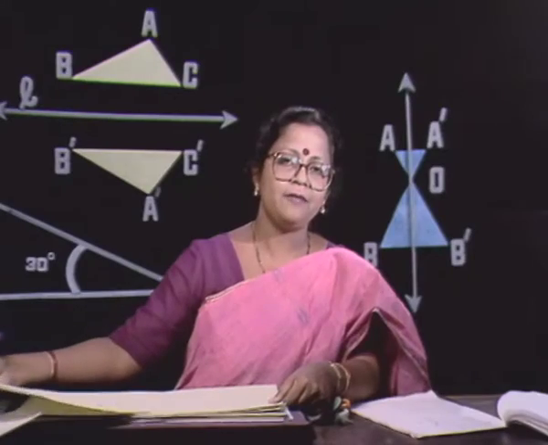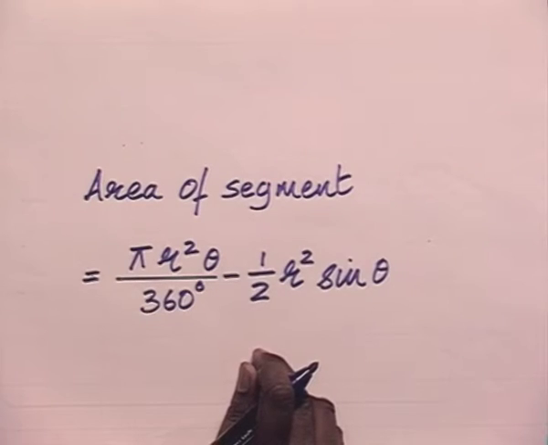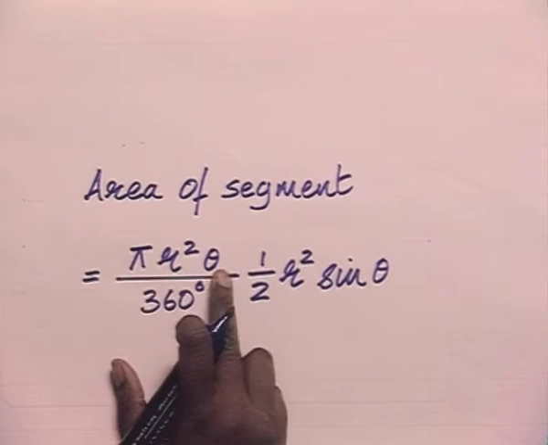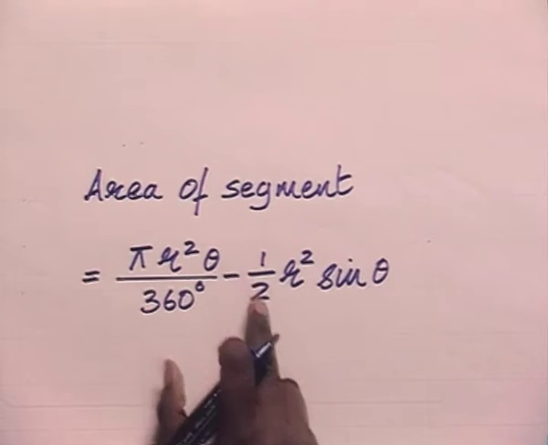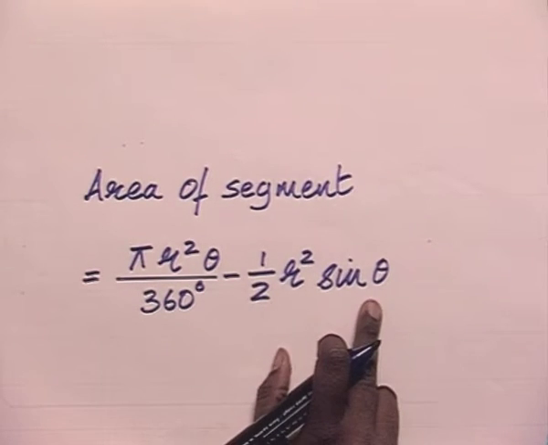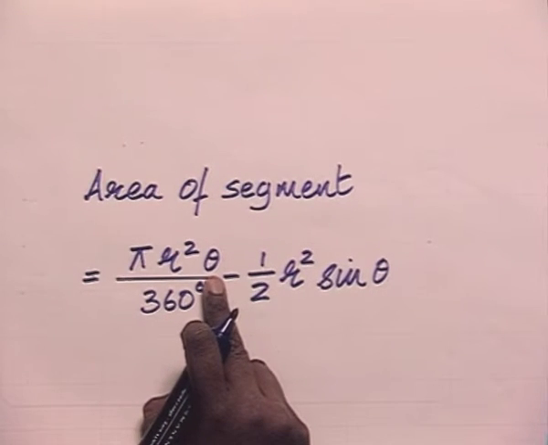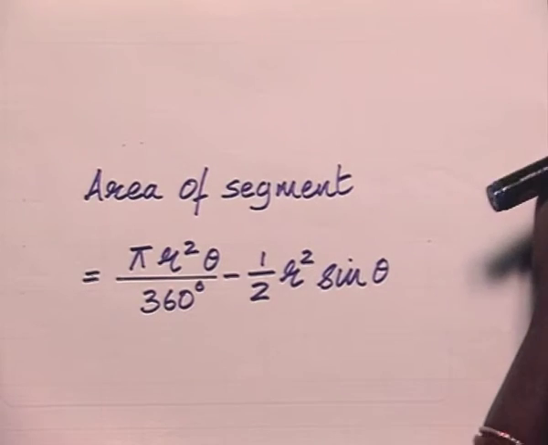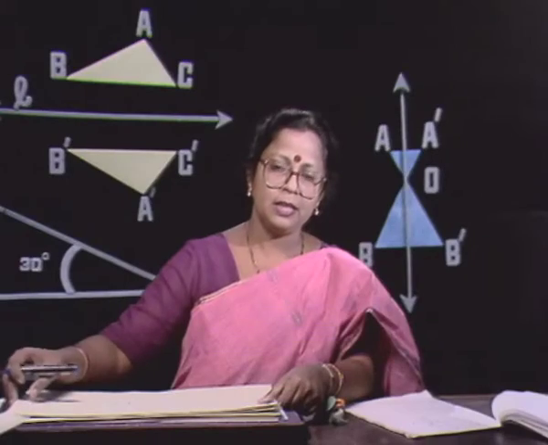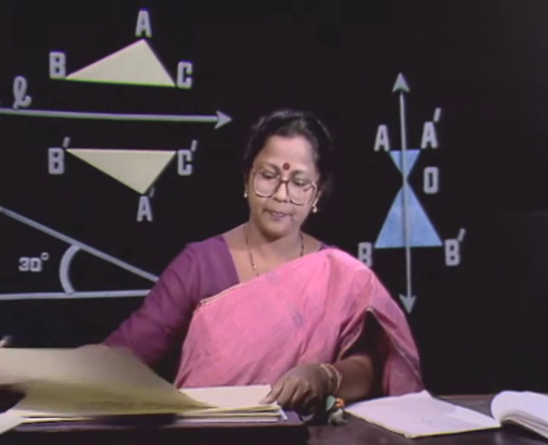So, what is area of a segment ACB? Area of a segment is equal to pi r square theta upon 360 degree minus half r square sin theta, where theta is the angle made by the segment at the center and r is the radius of the circle. Let us use this formula to solve this problem.